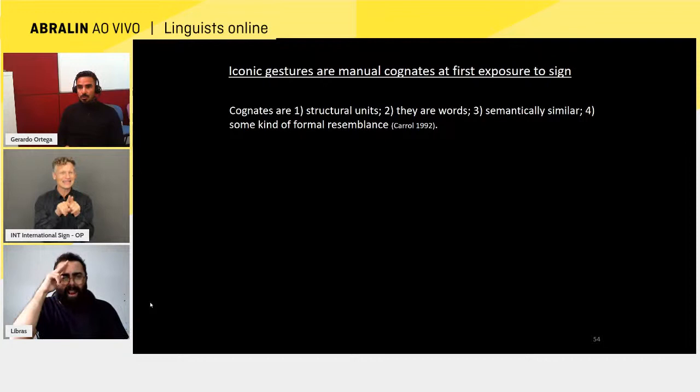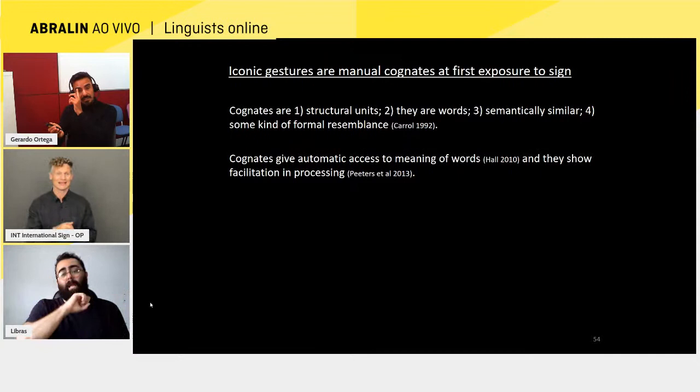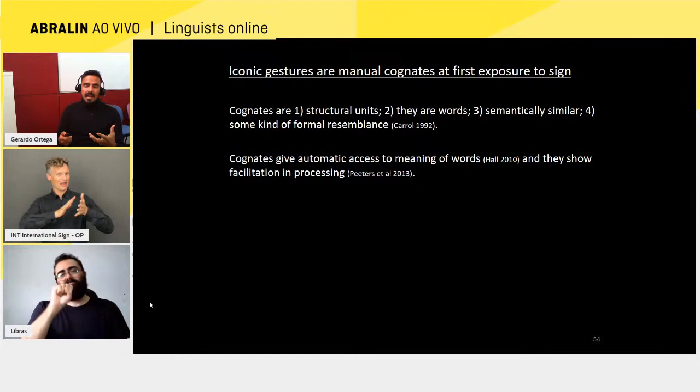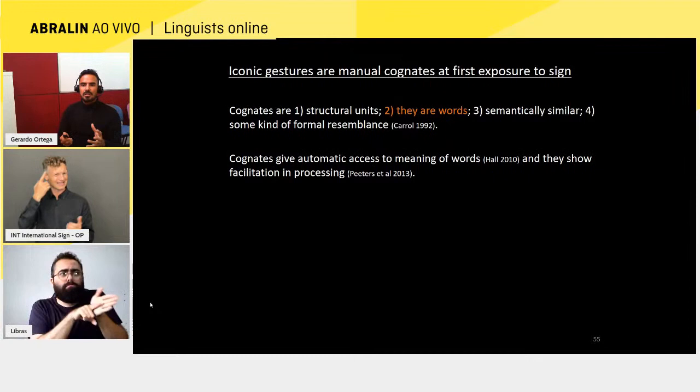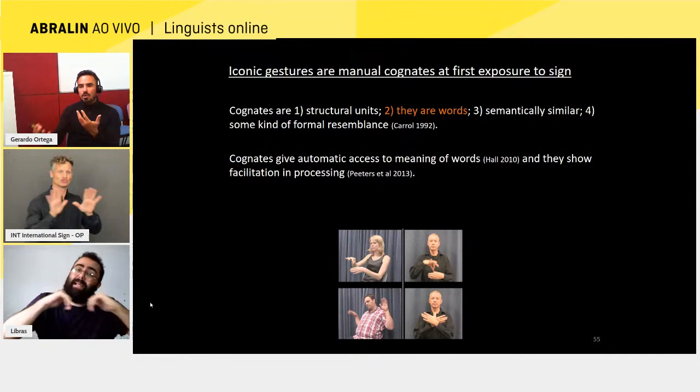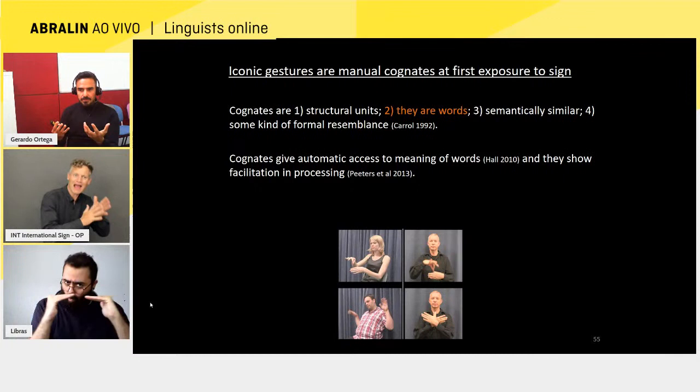And these cognates really show automatic access to the meaning of signs in second language learners, and they show facilitating processes. But these claims and these definitions have been made around spoken words. And I think that this is the time where we can expand or broaden our lens. When we take into consideration sign languages and gestures, we can see that iconic gestures and iconic signs have the same behavioral and electrophysiological behaviors as cognates in spoken languages.